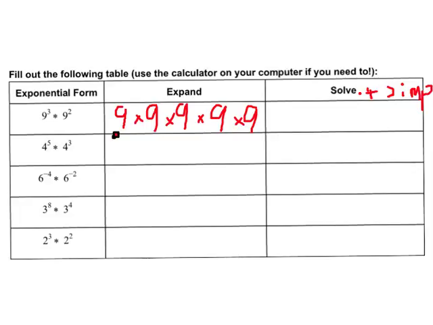So when I'm solving it, I'm first going to simplify it. So I'm going to say, okay, I have 1, 2, 3, 4, 5 9s. So that's 9 multiplied by itself 5 times. You can solve it yourself on the calculator and just write what you get from solving it next to 9 to the 5th power. I'm going to skip the second one because it's exactly like the first and just review the third one.